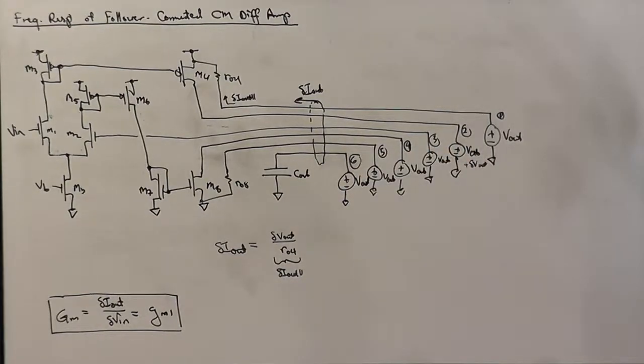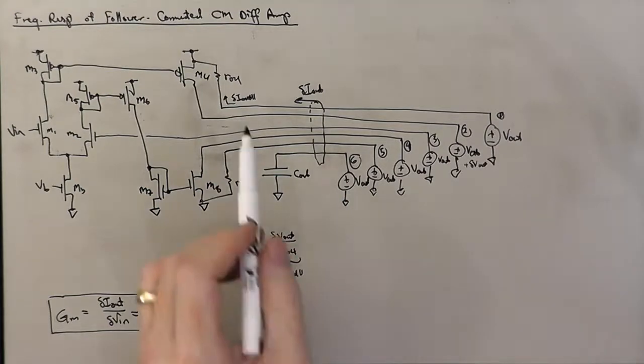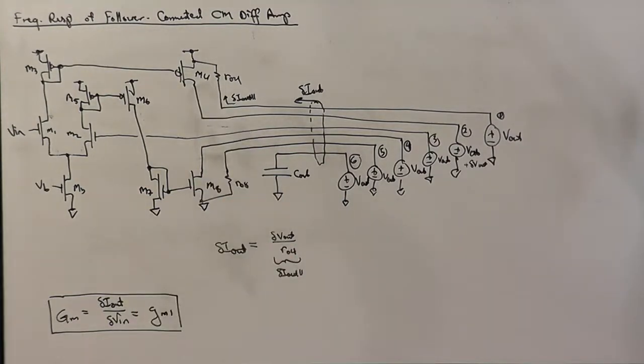Delta V out on branch 2. We're talking to the drain of M4. It's an ideal saturated transistor. We're encapsulating the early effect on that transistor in RO4 anyway.